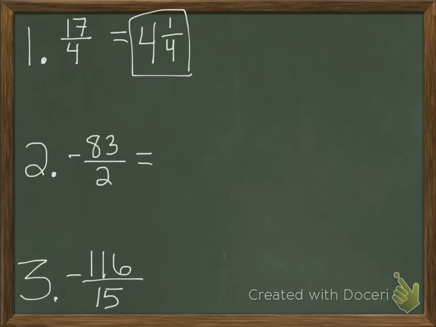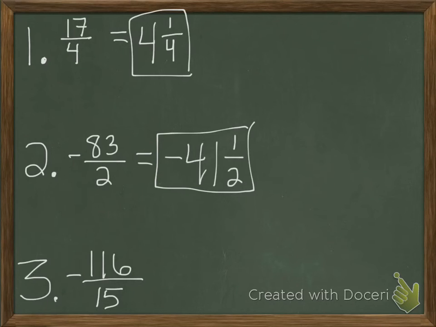Next one. How many whole times does 2 go into 83? Well, that is negative 41 whole times with 1 left over. So my answer is negative 41 and a half. Let me double check. 2 times 41 is 82, plus 1 is 83. It's the same. Done. And the last one, negative 116 divided by 15.